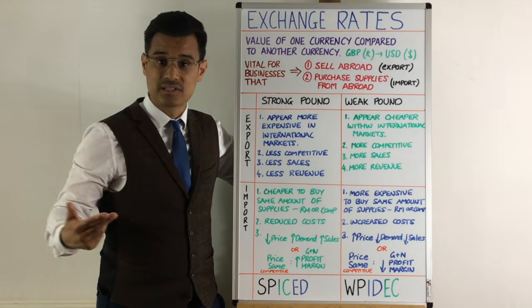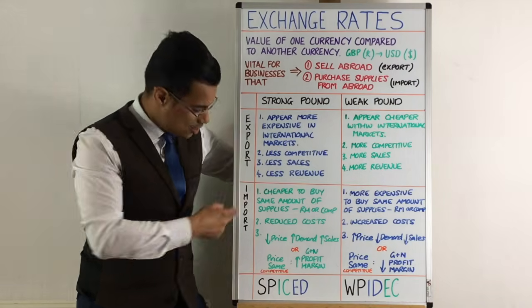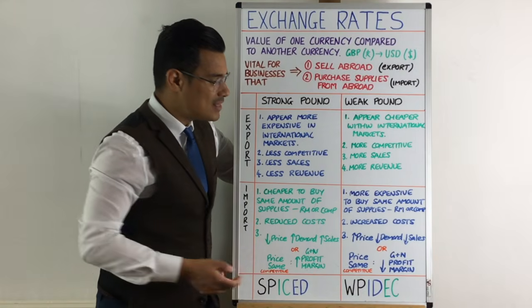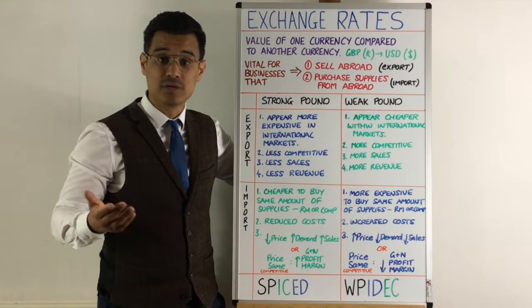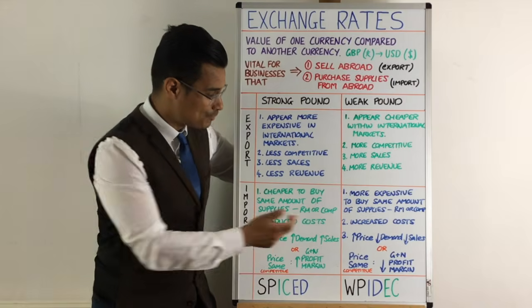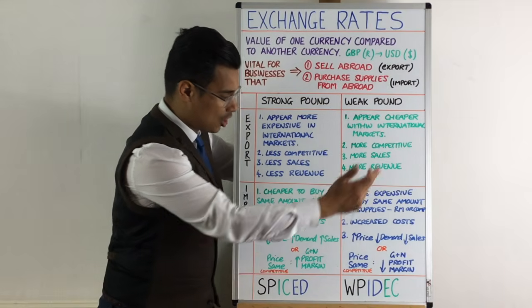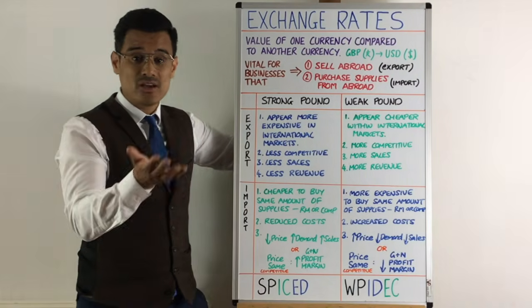Now let's go to the opposite of that. If the pound were to fall or get weaker and you are importing, well it's going to mean that it's more expensive to buy the same amount of raw materials and components because you can get less for your money now because the pound is worth less, it's weaker. So that means you're going to have increased costs. If you've got increased costs, it might result in the fact that you need to now increase your prices.